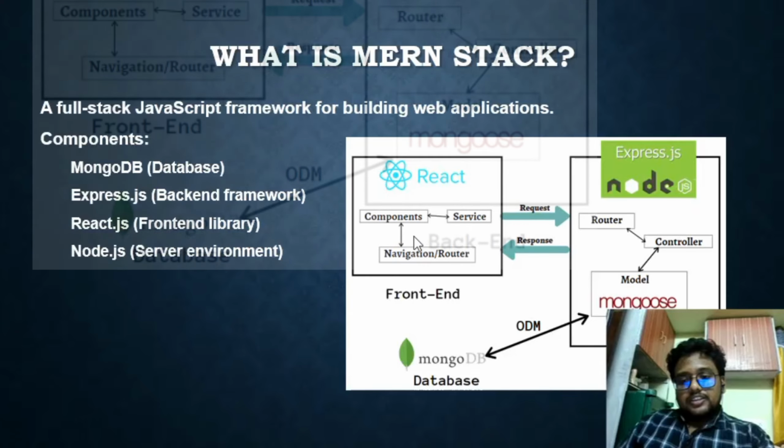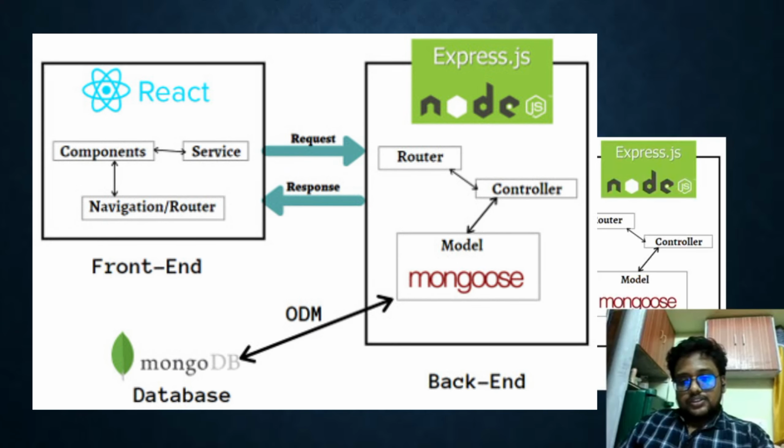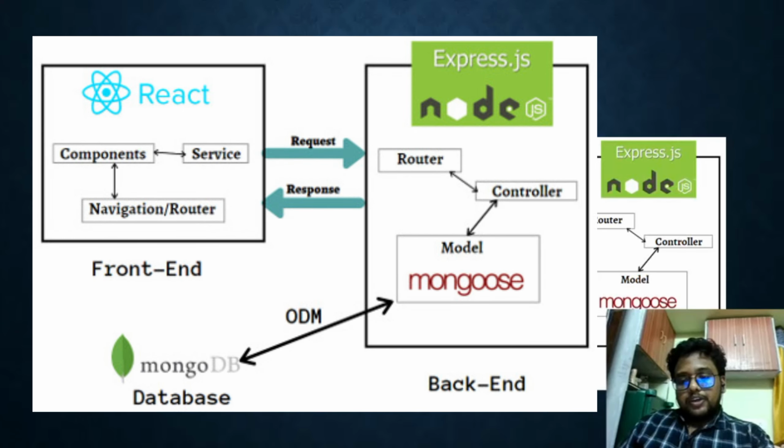Now, let's see the interaction between these different components. We make the front end by using React. When the user makes any request, that request goes to the backend. The backend interacts with the database using Mongoose, retrieves the data, and responds with the data back to the front end. This is how the flow works.